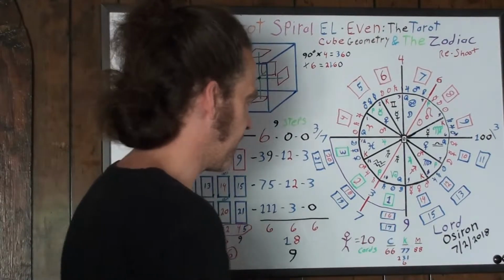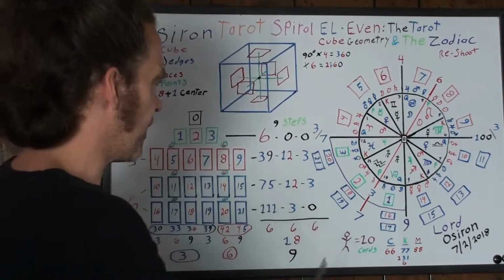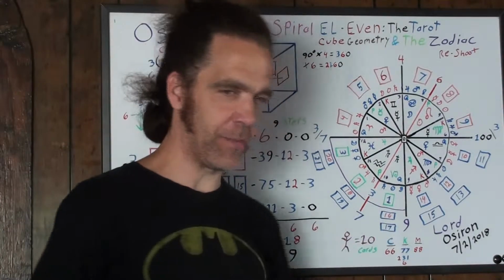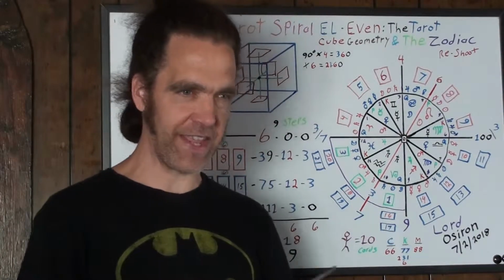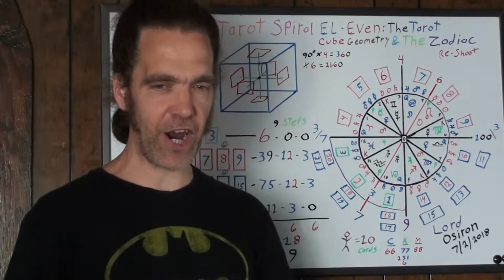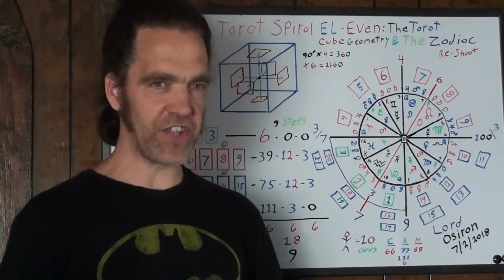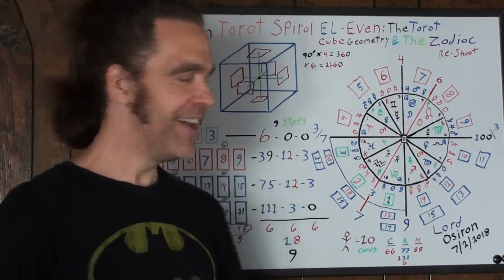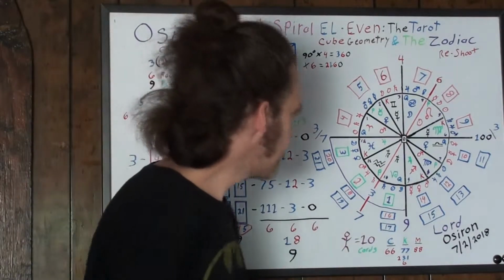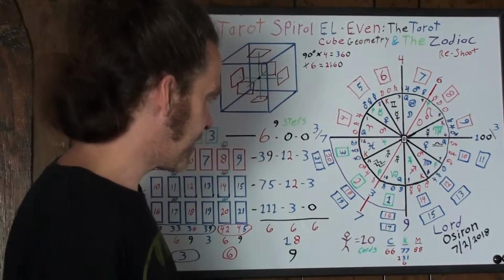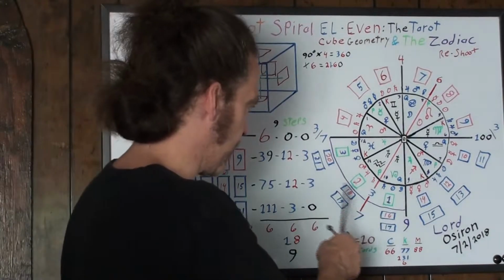So there's a lot of interesting things going on. The number correlations with the Osiron Tarot Spiral are just amazing. There's just so many little things. I mean, to sit here and pick it all apart would just be nauseating to listen to, you know what I mean? But there's a lot going on in here. And one of those aspects is what's really going on with the womb here.